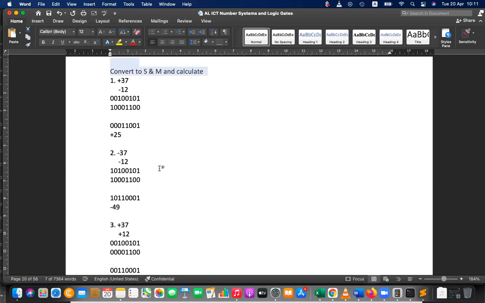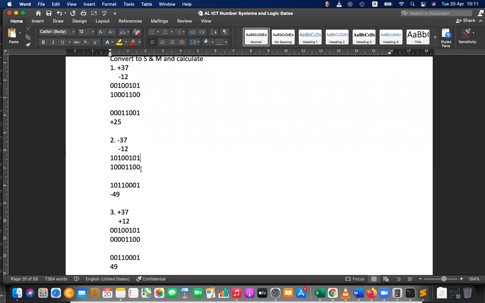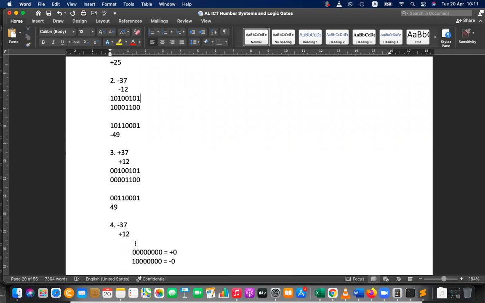Because of this subtraction issue, sign and magnitude is not used in computers. Sign and magnitude is better for us because we know what to do with the number, but computers cannot think that much. It actually doesn't like to think.